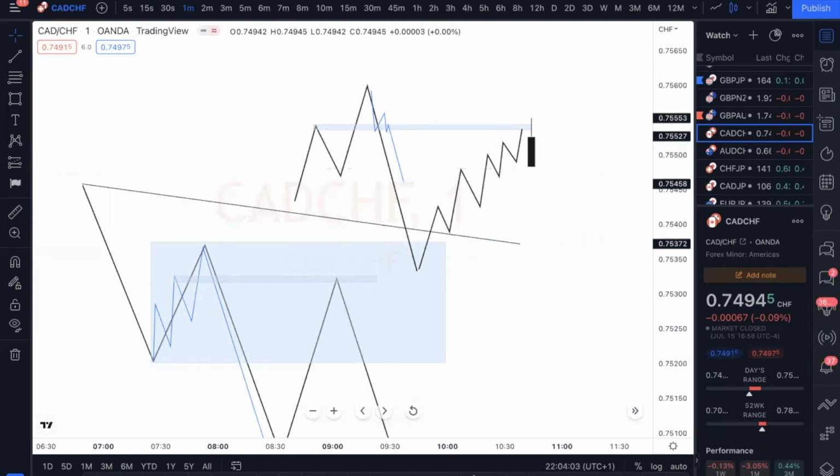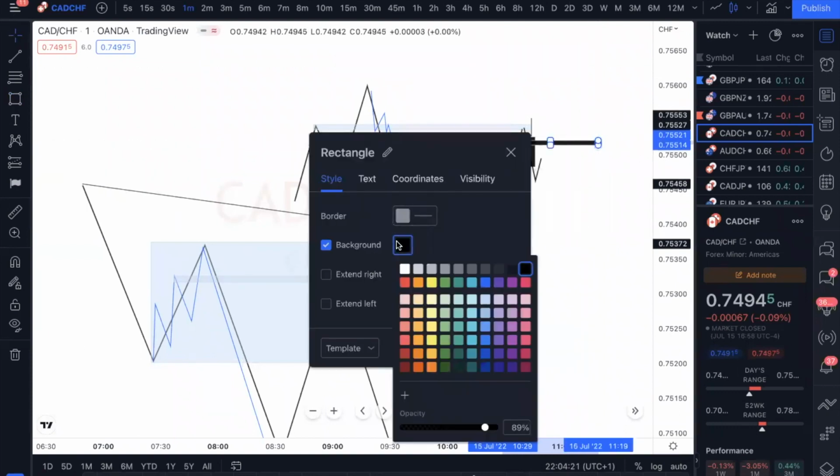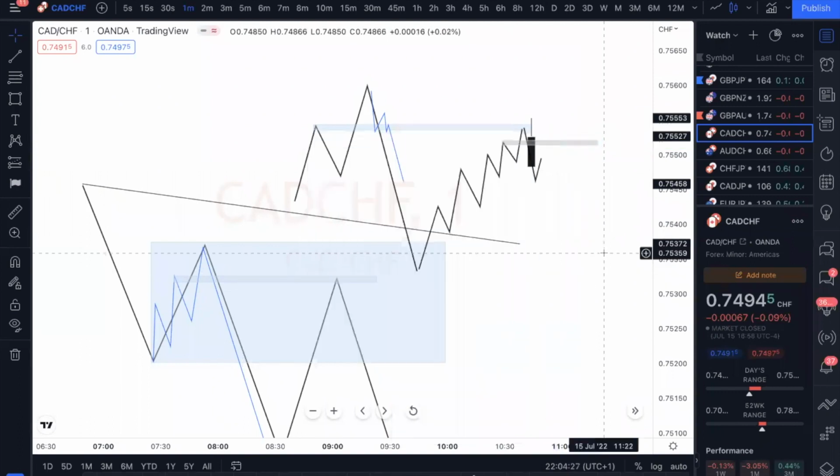So with your pullback, this should be looking like this. All right, something like this. Then you can mark this Quasimodo on the lower time frame, and then sell from there.